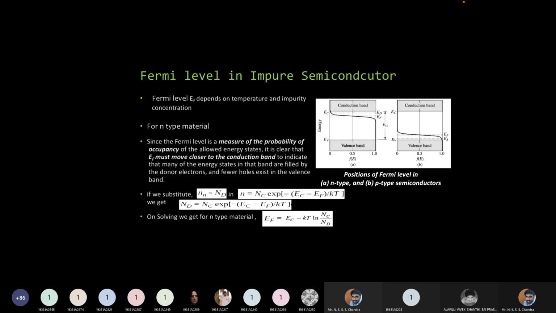Now we shall look into the Fermi energy level. As we have already seen, the Fermi energy level depends upon the temperature and the impurity concentration, because we have derived an equation for EF earlier. We have seen that at absolute zero, EF is equal to EC plus EV by 2, where T is equal to 0 Kelvin, or if the effective masses are equal, Mp is nearly equal to Mn, in an intrinsic semiconductor.